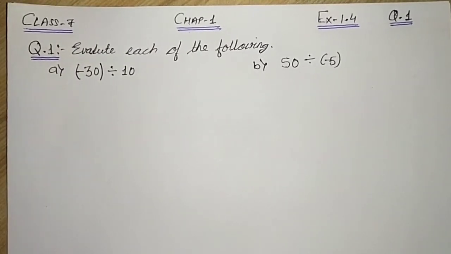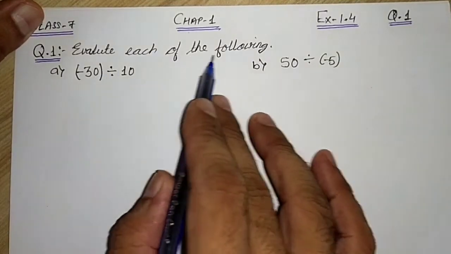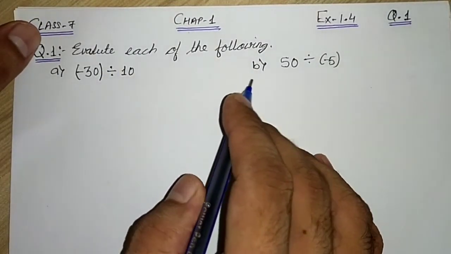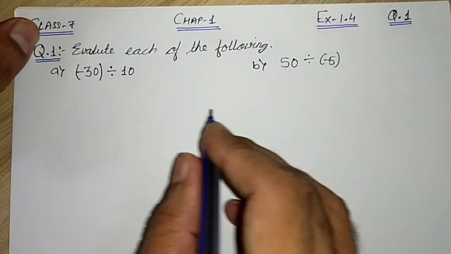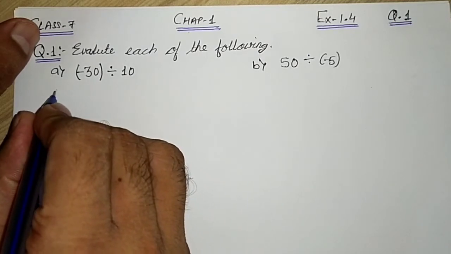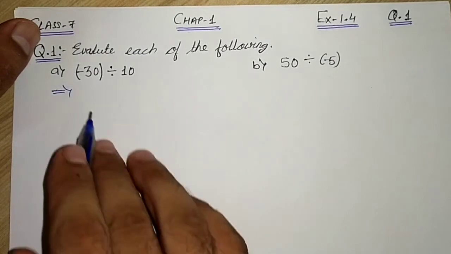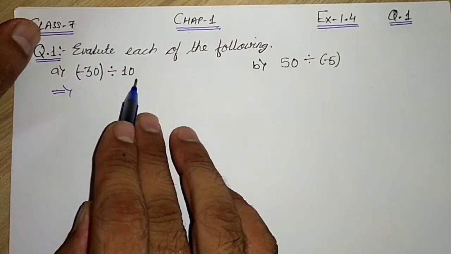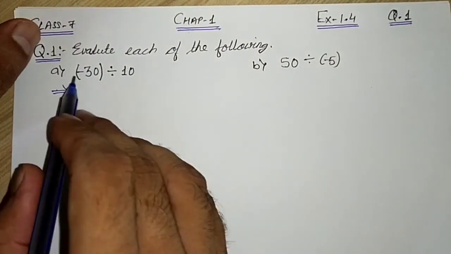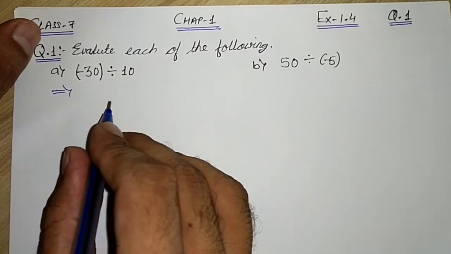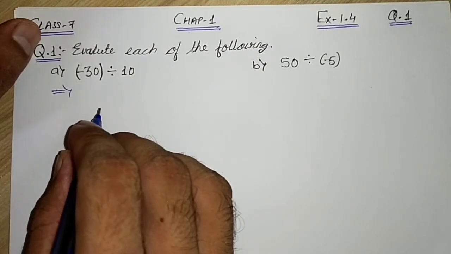Question number 1 says evaluate each of the following. That means solve each of the following. It is given minus 30 divided by 10. Here one is negative, one is positive. So the answer will be in negative only.